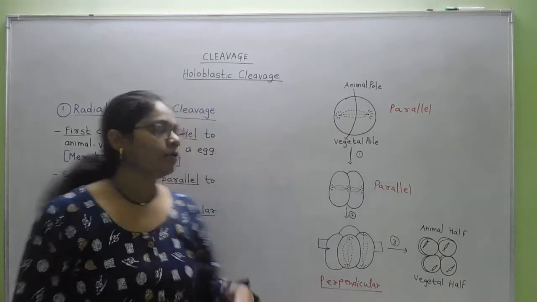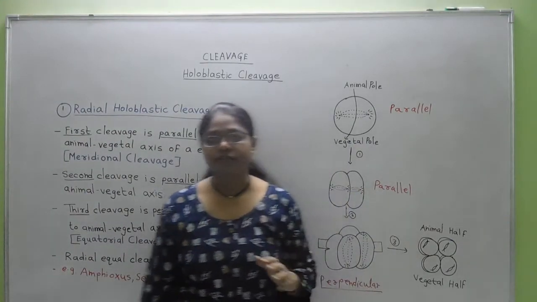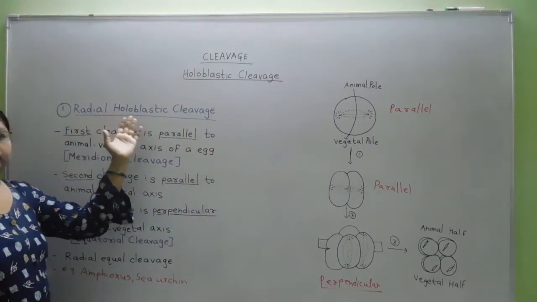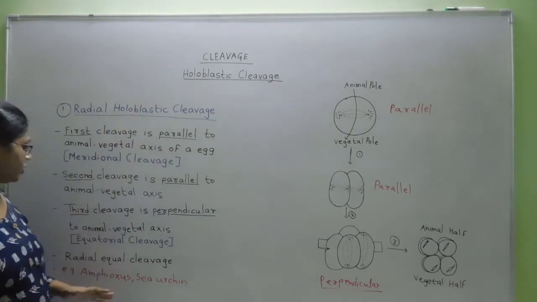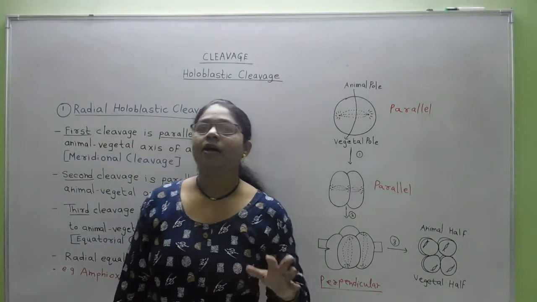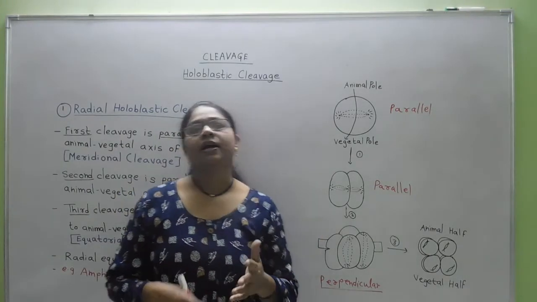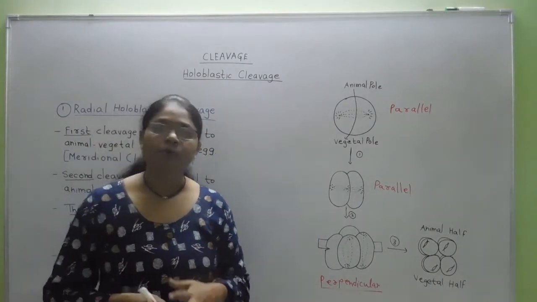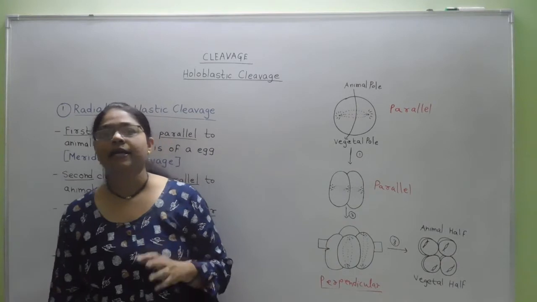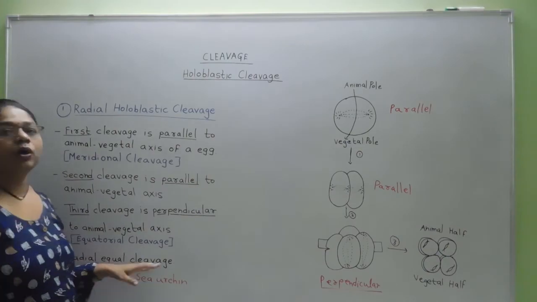Now in all of the first three cleavages, equal cells are produced, and therefore this radial holoblastic cleavage is also termed radial equal cleavage because equal sized cells are produced. In further cleavages, asynchronous division takes place and smaller and larger cells are produced. But the first three cleavages produce equal size cells, and therefore it is also termed radial equal cleavage.